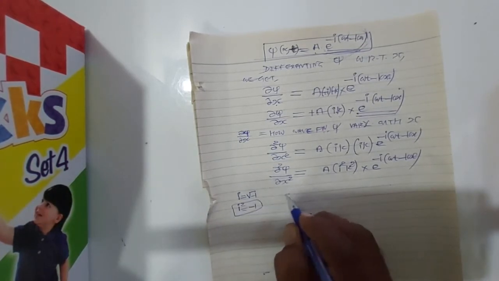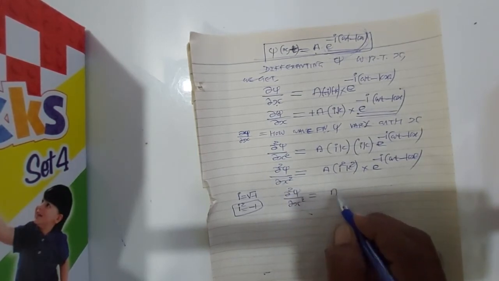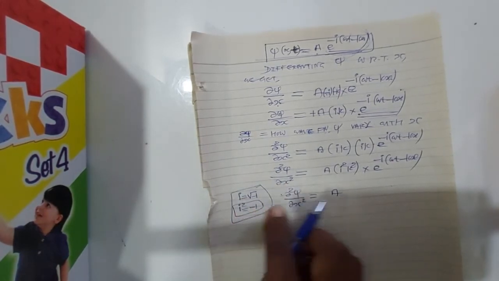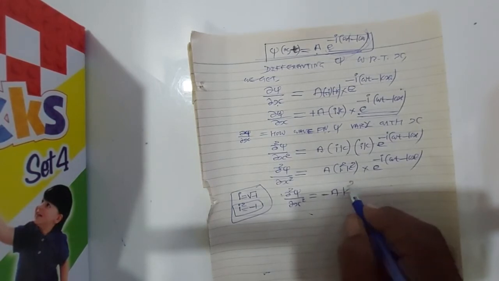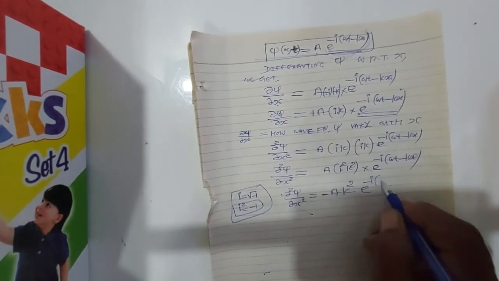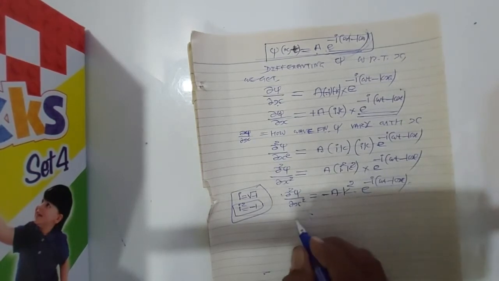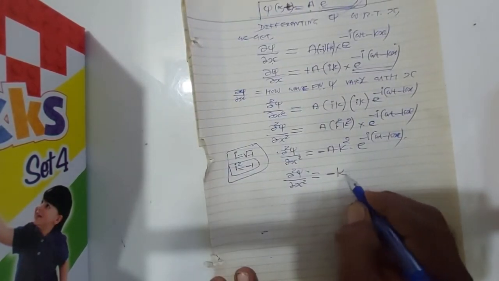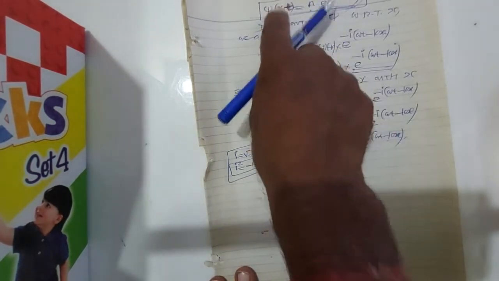So d square psi upon dx square is equal to A, and the value of the imaginary complex number i is root minus 1, so i square is minus 1. If I put i square as minus 1, then it is minus k square e raised to minus i(omega t minus kx). So d square psi upon dx square is equal to minus k square, and A e raised to minus i(omega t minus kx) is nothing but our wave function psi.